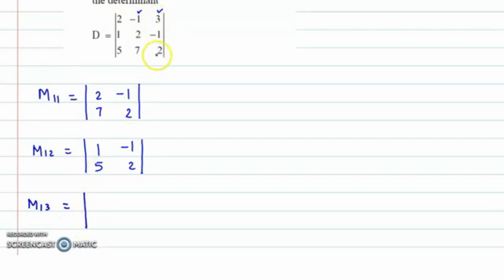ये रो और कॉलम डिलीट करते हैं. सो 1 2 5 7. लेट अस एक्सपैंड दीज. यह रहेगा 2 2s are 4 माइनस ये आएगा -7, सो दिस बिकम्स +7.